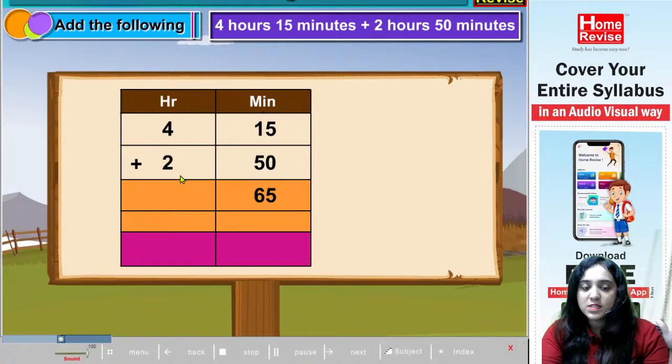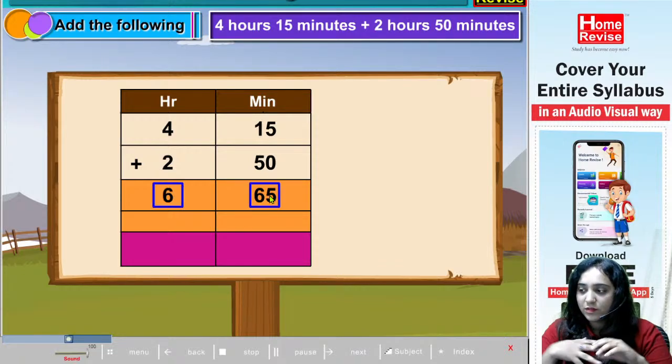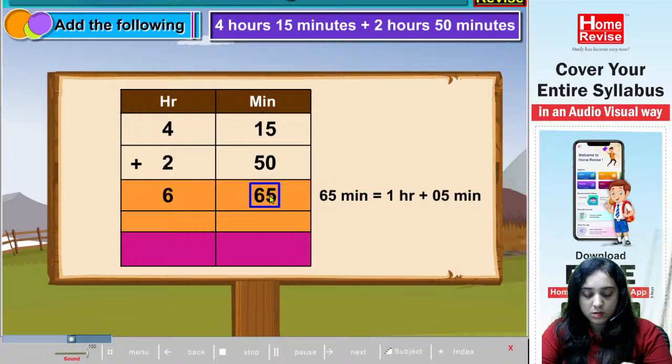In the hours column, 4 plus 2 is 6. So now we have 6 in the hours column, 65 in the minutes column. 65 minutes is nothing but 1 hour 5 minutes. So we write down 5 in the minutes column and carry 1 forward to the hours column.